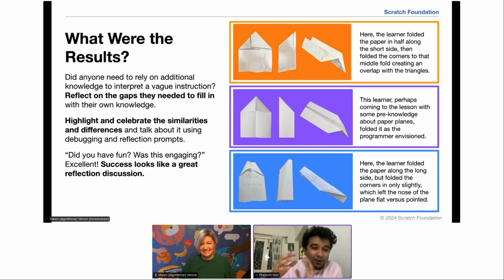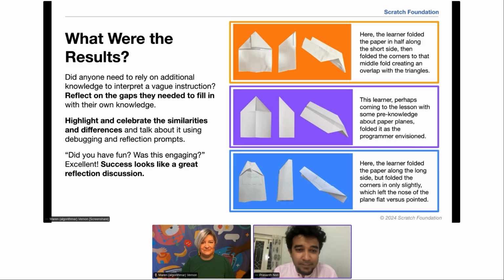And I think there are some broad similarities when we look at all the planes we just saw, Maren's and JC's and Jarvis's and mine, and of course all of yours around the world. But it's a great way to talk about different things, and asking kids if they had fun, was it engaging, right? If there's a lot of reflection, then that's really what success looks like.